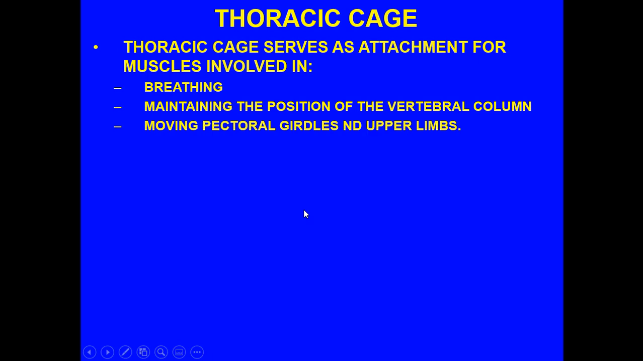Now we move back to the thoracic cage because that serves as an attachment for muscles involved with breathing, maintaining the position of the vertebral column, and moving the pectoral girdles and upper limbs.